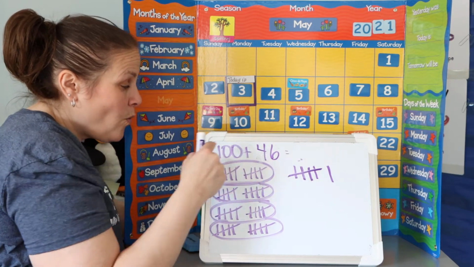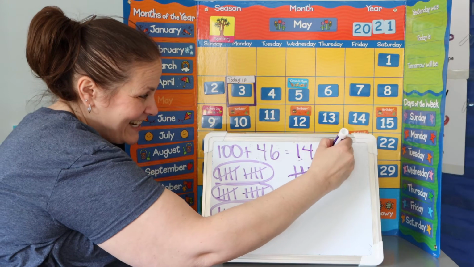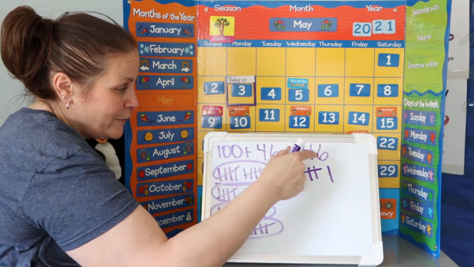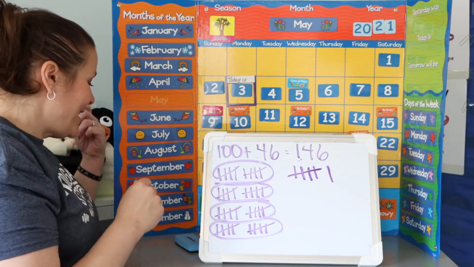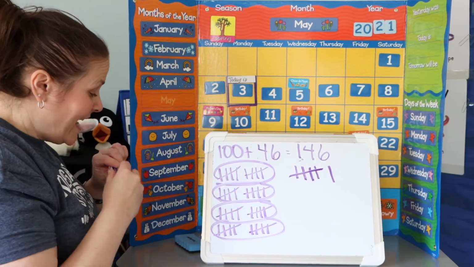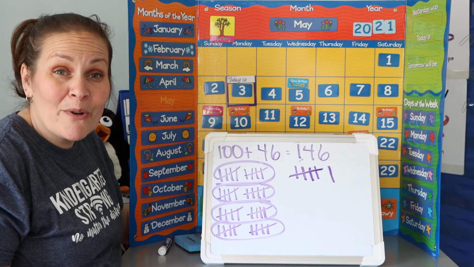Today is 146. 100 plus 46 equals 146, and that makes you 146 days smarter.